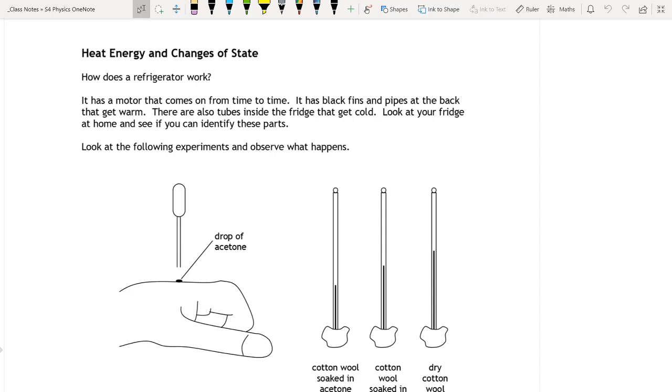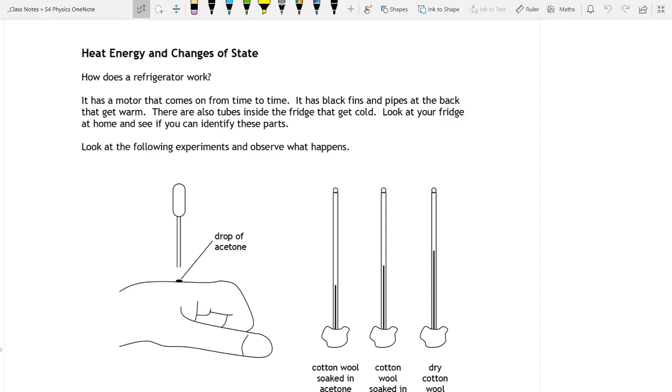Okay, so E_H = c m ΔT is when there is a change in temperature. Today we're going to talk about when there's a change in state. So for a change in state, we have to use different equations.